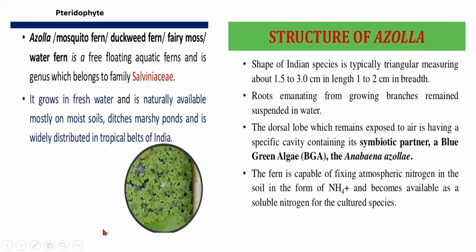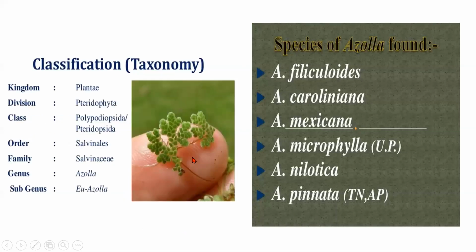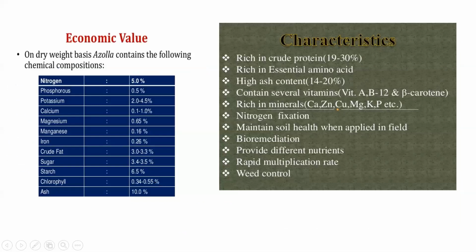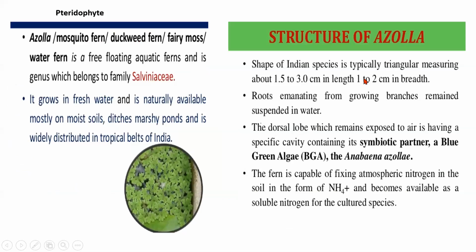So you have very simple roots which come from the ventral surface of the plant, and the dorsal lobes, which you can see on the upper side of the plant's vegetative body, have a symbiotic association with the blue green alga, Anabaena azollae. Anabaena is a blue green alga, a cyanobacterial member. It is structurally similar to Nostoc.